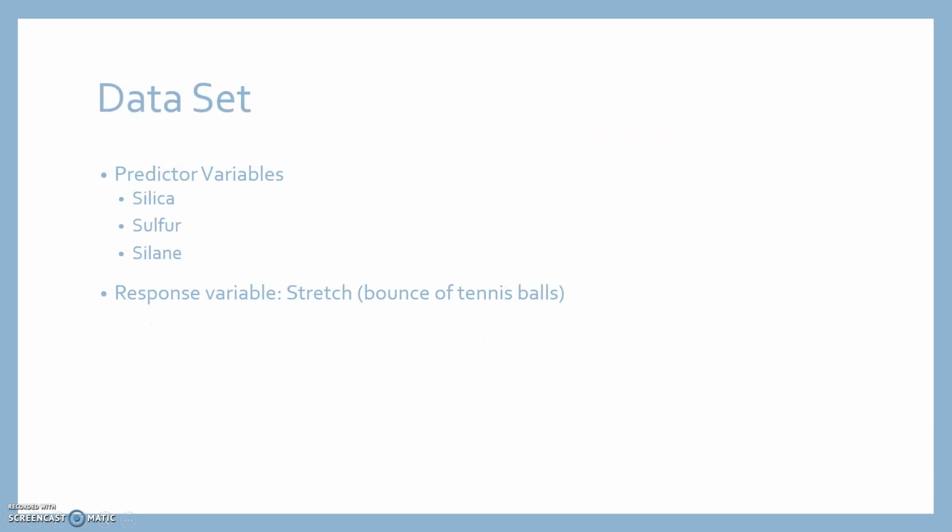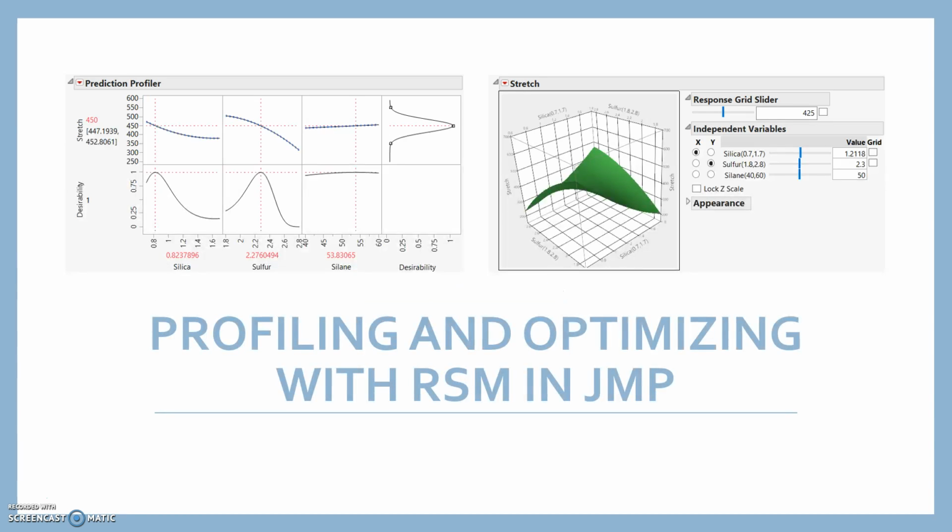We chose the Bounce dataset. This dataset contains silica, sulfur, and silane as the variables for predicting bounce of the tennis balls. The bounce of the tennis balls is expressed in terms of a response variable called stretch. We chose to use this data set for the response surface method model we will demonstrate since RSM requires at least 3 predictor factors. We can use silica, sulfur, and silane to not only predict stretch, but optimize a 3-dimensional surface and find the optimal settings necessary for maximum stretch.